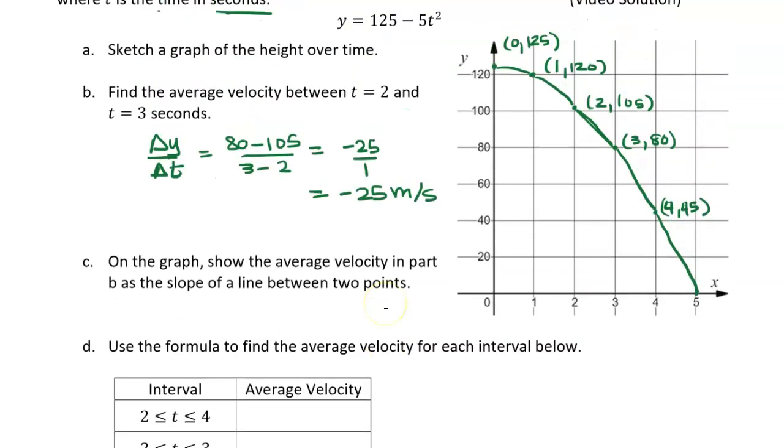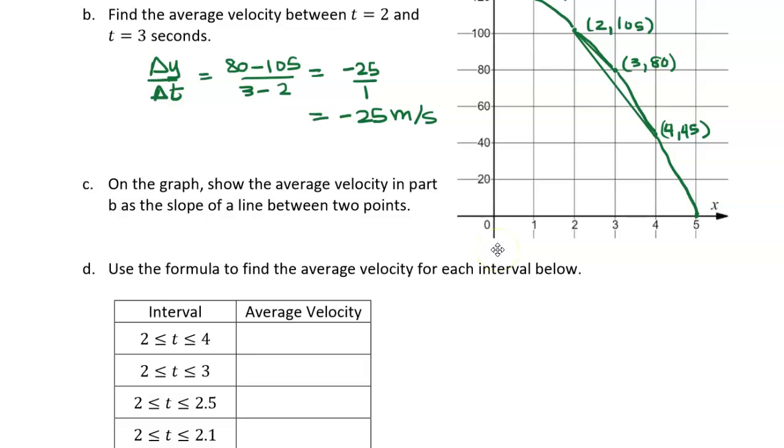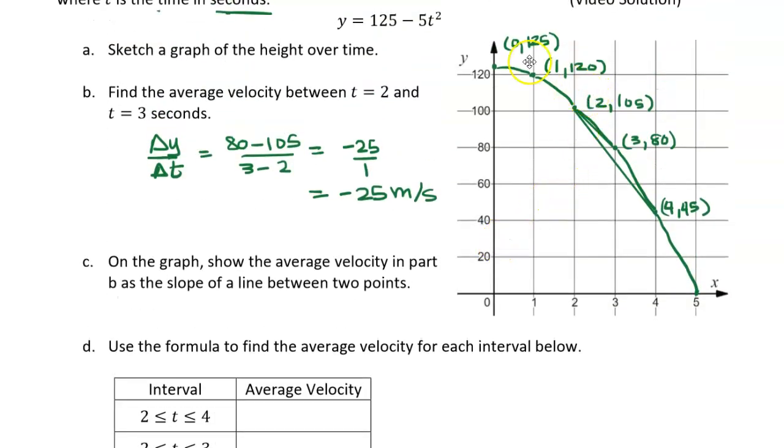So initially, let me draw these lines on here. I'm going to find the average velocity between 2 and 4, and then between 2 and 3, which I already did. And then the next ones: 2 and 2.5, 2 and 2.1. So I'm just taking shorter and shorter intervals. 2 to 2.5 will be in here, and then I'm going to just keep taking shorter and shorter intervals.